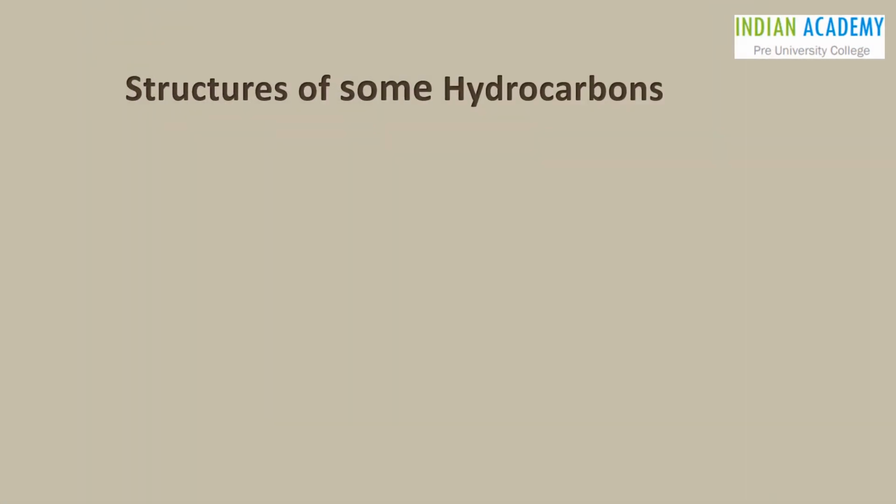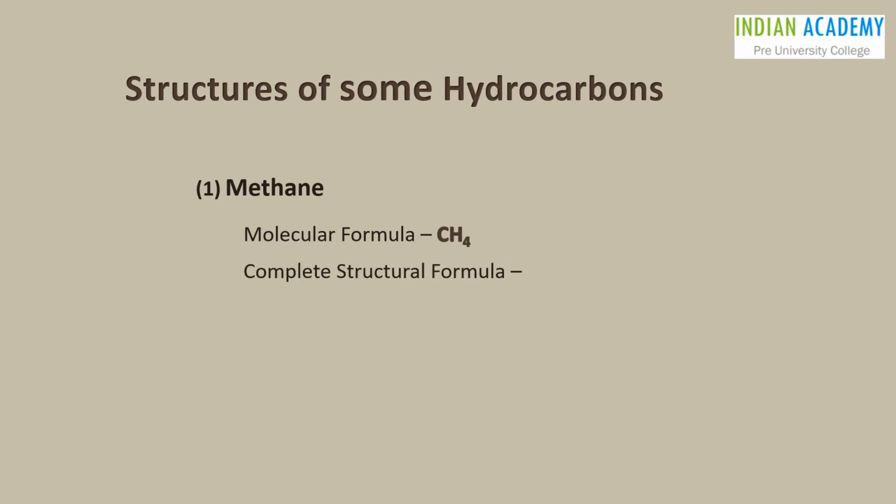Let's see how to write structures of some hydrocarbons. Firstly, we have methane, molecular formula CH4. Before moving on to structural formula, you need to know that since carbon is a tetravalent atom, to be stable, it should contain 4 bonds attached to it. Now let's see the complete structural formula. Carbon should be written first, followed by the 4 bonds and then the hydrogens.